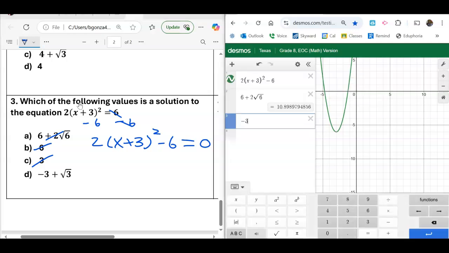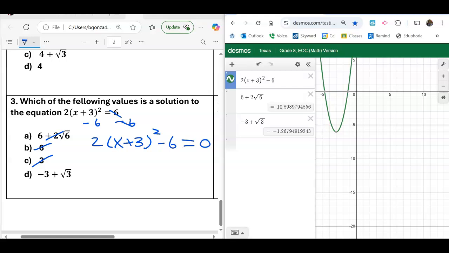Negative 3 plus square root 3. Negative 1.26 is pretty close to negative 1.268. Negative 1.2679. That's very close. Closest answer. That's got to be it. And that's how you do it. Okay. If you have a decimal answer and your answers are in square roots, put them into Desmos. Figure out what they're equivalent to. It's kind of a matching game. What equals what? Is that doable? I hope so. One more time.